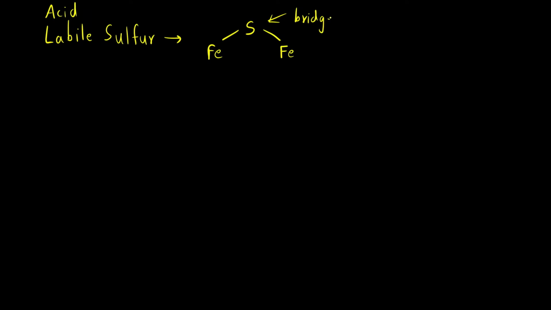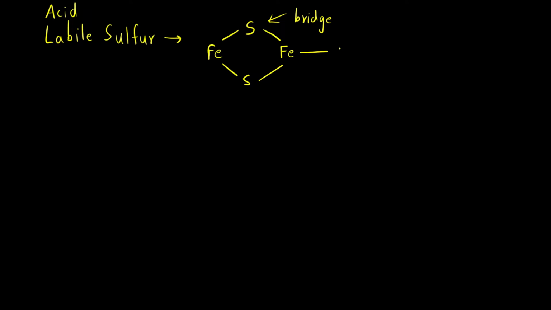Okay, so which type of sulfur is going to be released? It is the labile sulfur. It is called labile sulfur, or acid labile sulfur. Acid labile sulfur is the sulfur that is present as a bridge, a bridge between the two iron atoms like this.